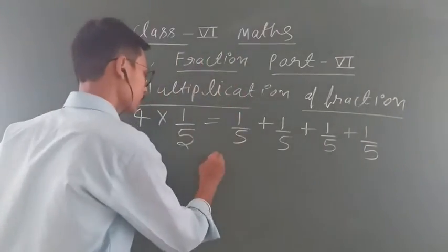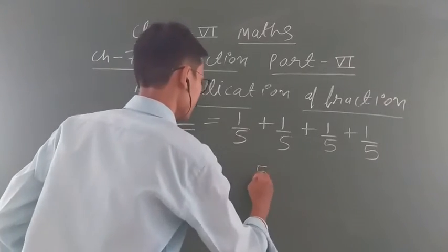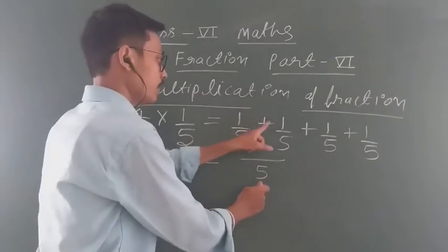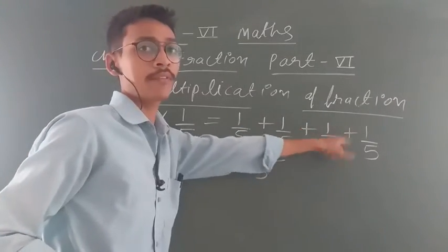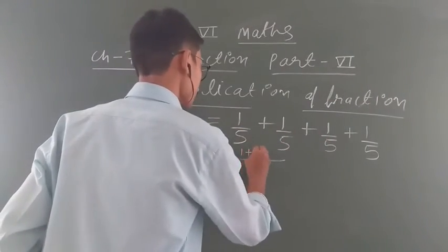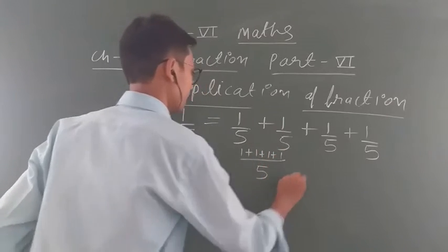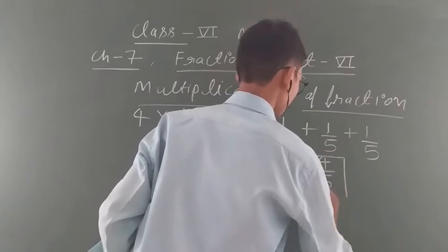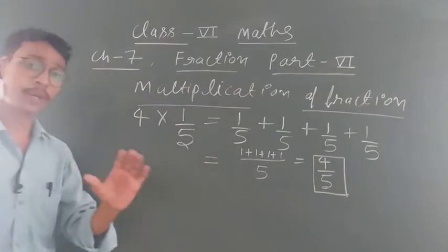Now you know this will become what? The LCM is 5, and the numerators 1 plus 1 plus 1 plus 1 all have the same denominator 5. It will become 4 upon 5. But this is the long process, for a student who doesn't know simple multiplication.